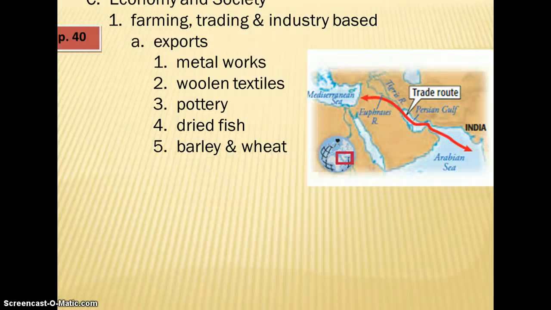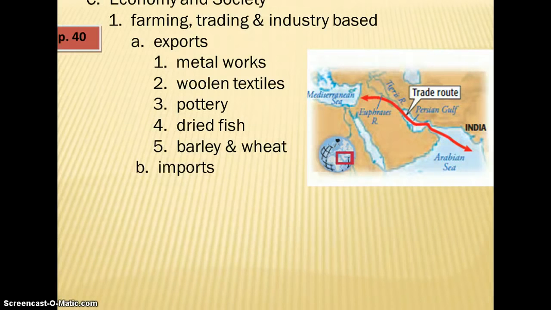Now on the map, you can see the trade route. It was a perfect location, a strategic location to go from the Mediterranean Sea down through Mesopotamia and out through the Persian Gulf into the Arabian Sea over to India. So it was a great location for trading.